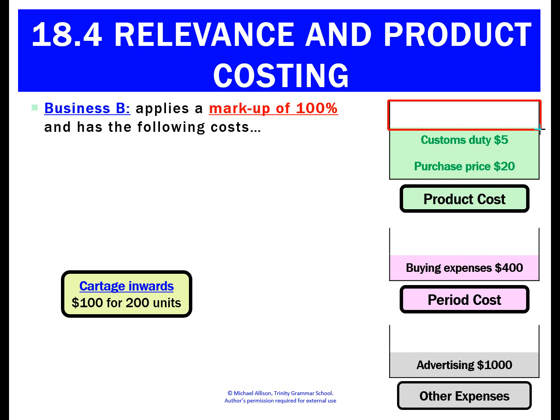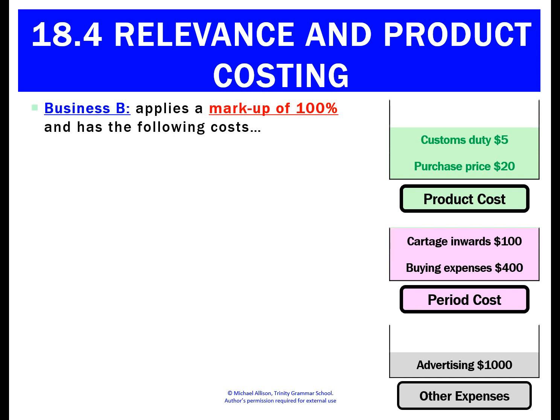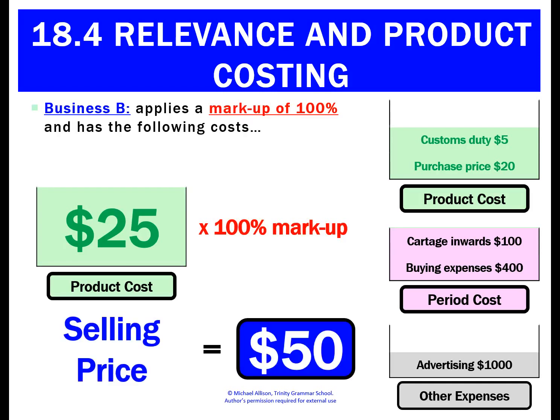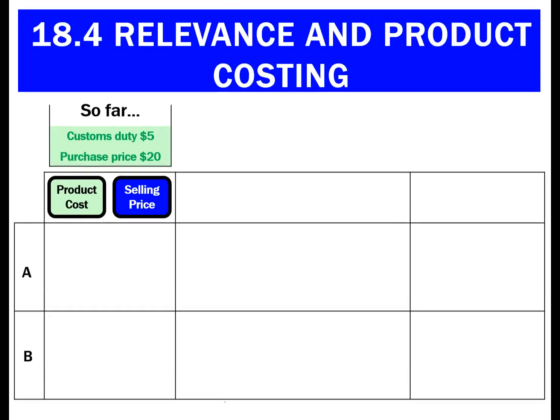Business B could do that, but they're not going to. What they're going to do is actually leave it out and just call it a period cost. Okay, so what we've done is we've put it here instead. And what we end up with is product cost of only $25 per unit, and that ended up with a markup of 100%, which means their selling price is $50. So let's just have a look at that in summary.